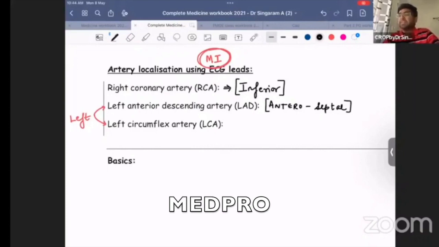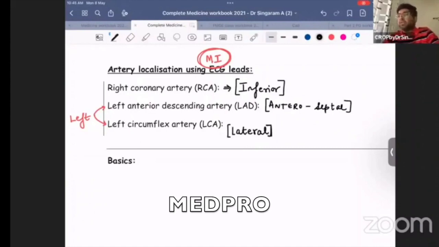Left circumflex artery, any idea? It is going to supply the lateral surface of the heart. Are you able to follow this? Okay? Right.